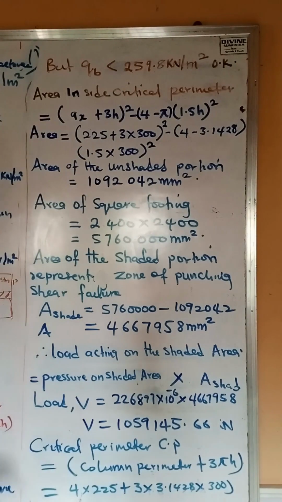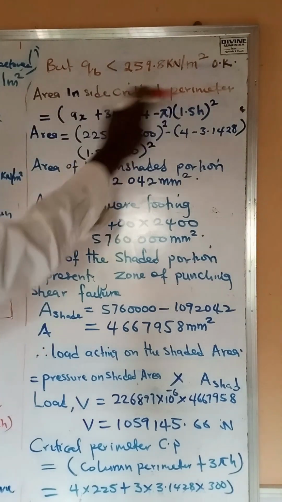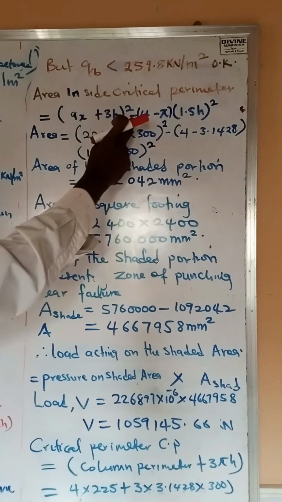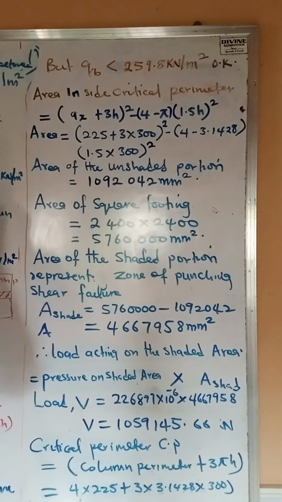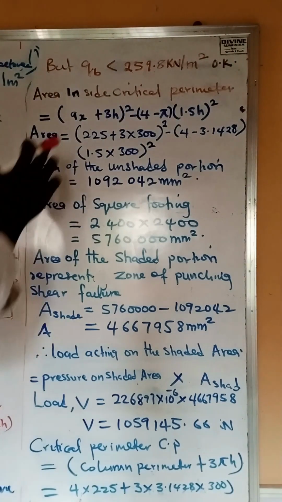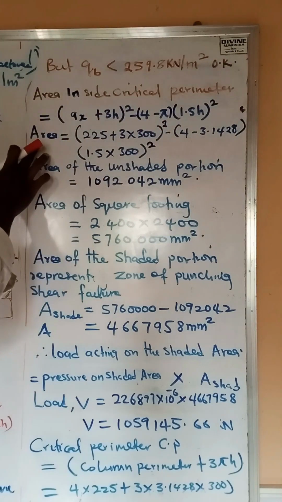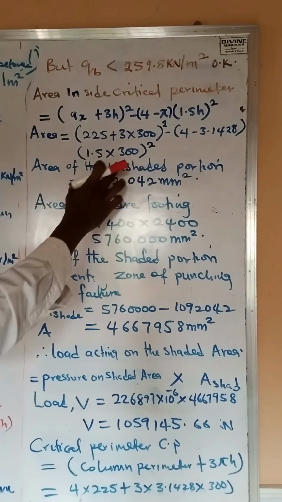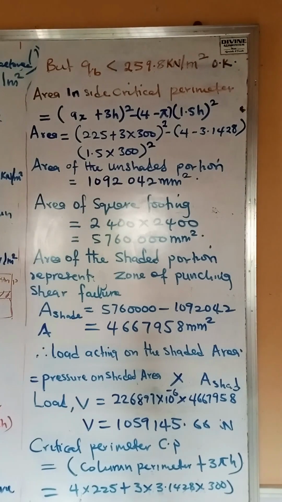Now, the next thing we are saying is that the area inside the critical perimeter, remember the formula, (A_s + 3h) all squared. Remember we derived this formula before from our first videos. Now, the area becomes this. When we solve for that area, which represents the area of the shape inside, we are going to calculate the area of the shape outside.